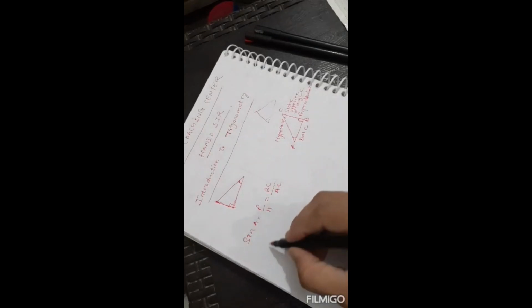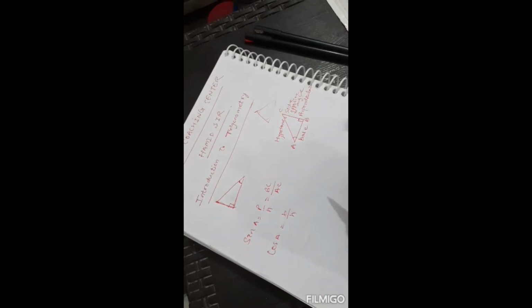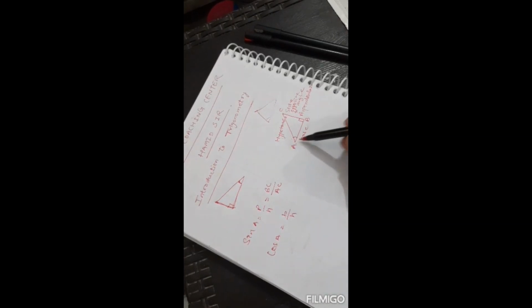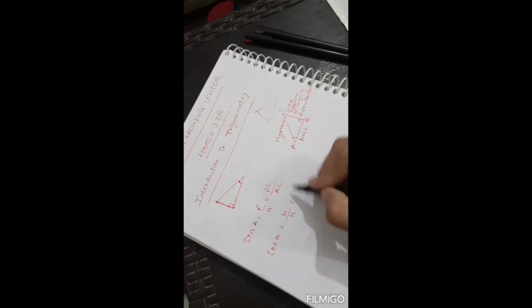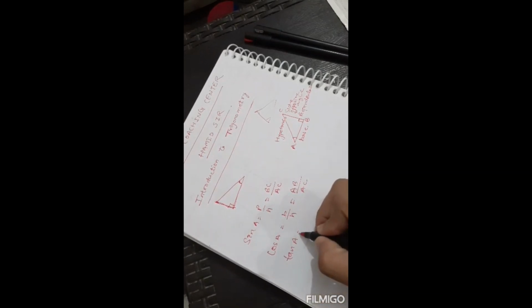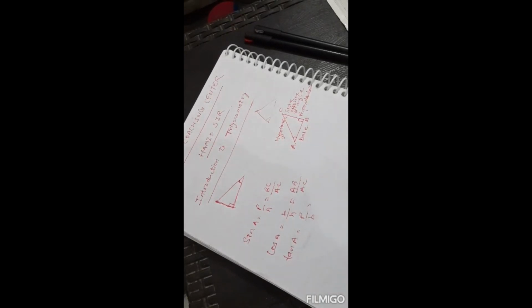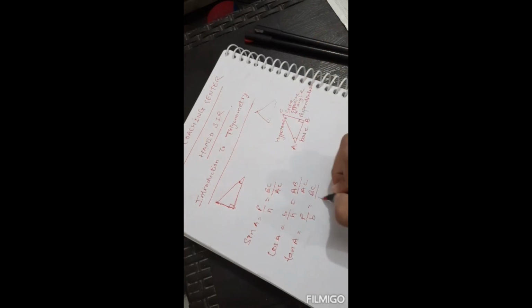Okay, cos A is base by hypotenuse, or you can say side adjacent to the angle A divided by hypotenuse. Okay, that will be AB divided by AC. Next one is tan. Tan is the ratio of perpendicular divided by base, or side opposite to the angle divided by side adjacent to the angle. Okay, that will be BC divided by AB.